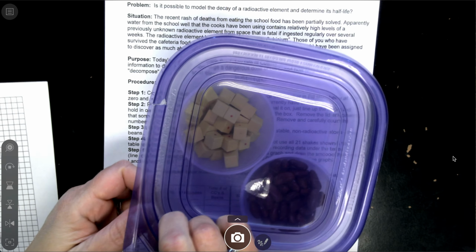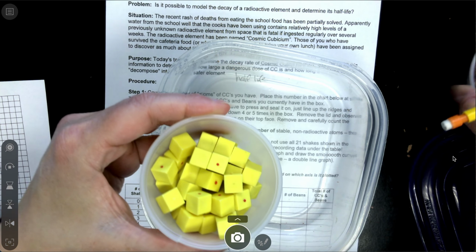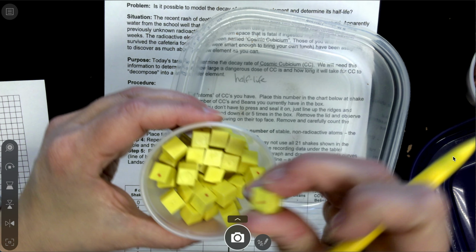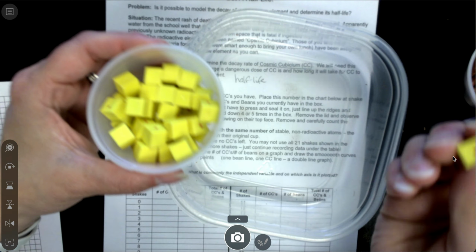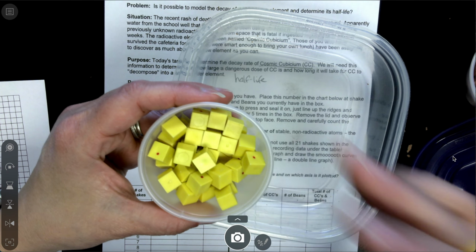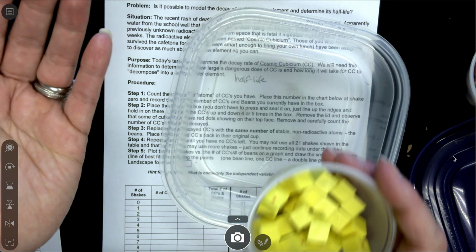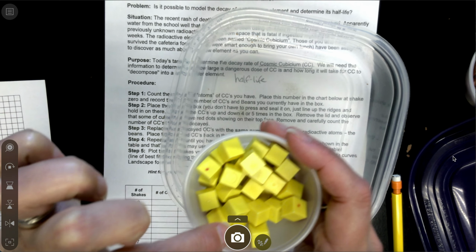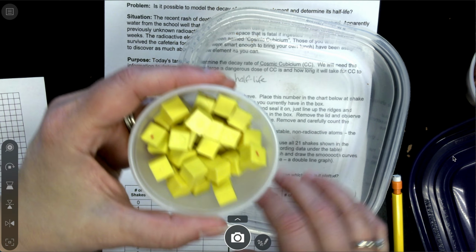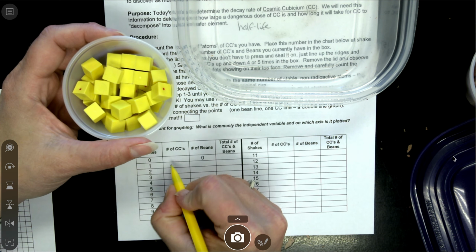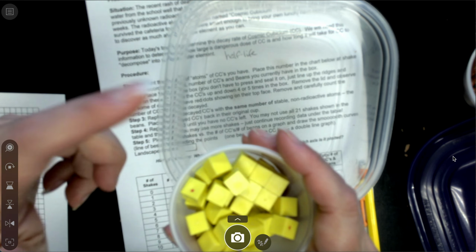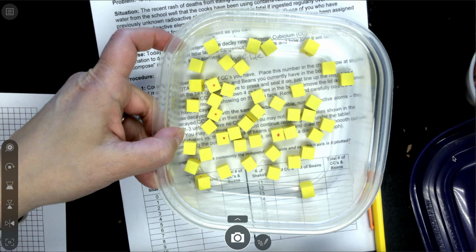All right, so the element is called cosmic cubicium, because this is the element right here. These are models of atoms of this element. And the first thing that you need to do is to count the number of cc's that you have in your cup. Let's just say I have 41 cc's. I'm not going to take the time to count them, but you will. After you count your cc's, you're going to dump them into the bin.